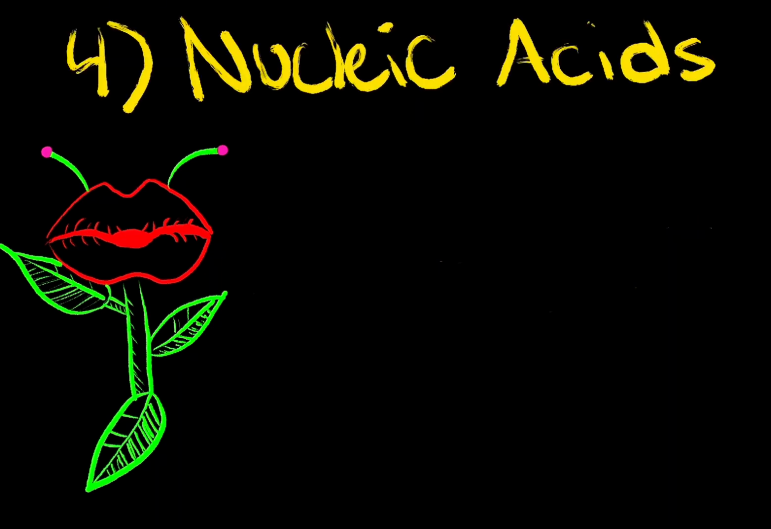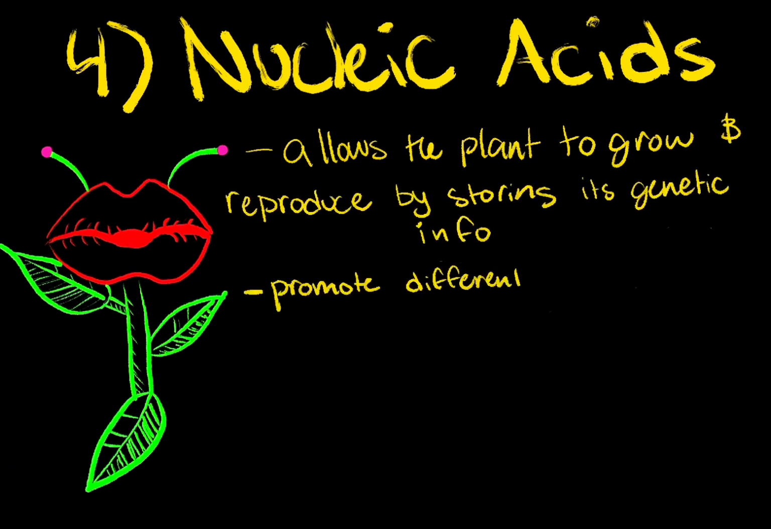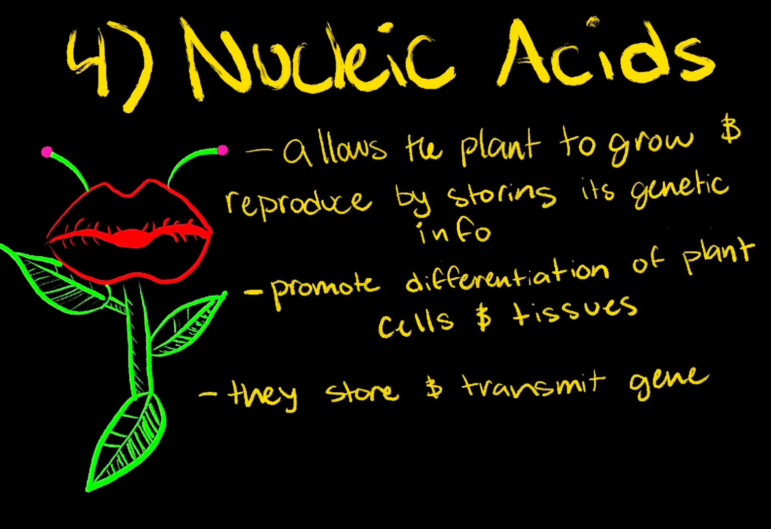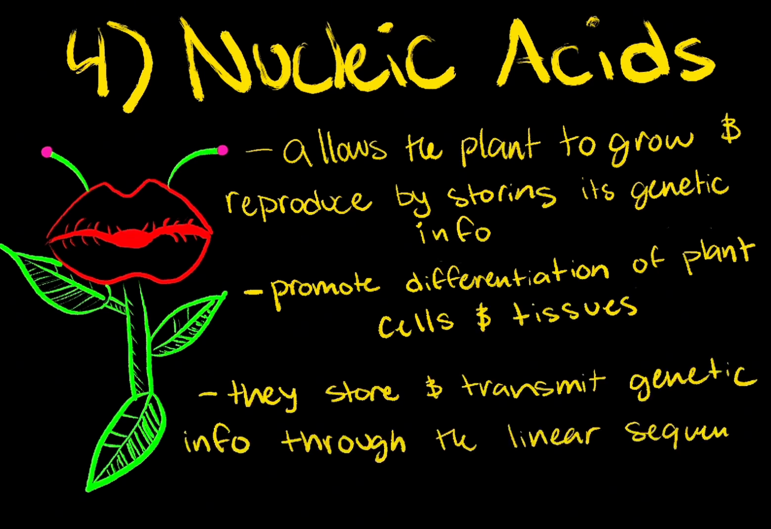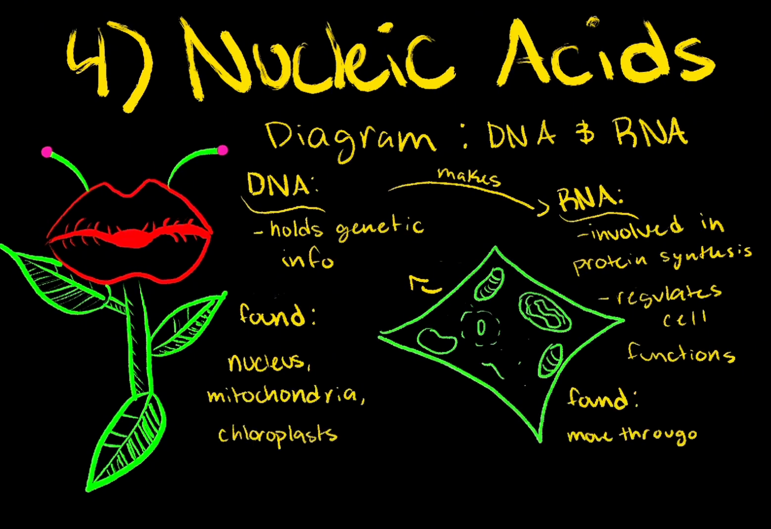Nucleic acids allow the plant to grow and reproduce by storing its genetic information, and promote differentiation among its plant cells and tissues. And they store and transmit genetic information through the linear sequence of nucleotides in their DNA. It shows the difference between DNA and RNA.